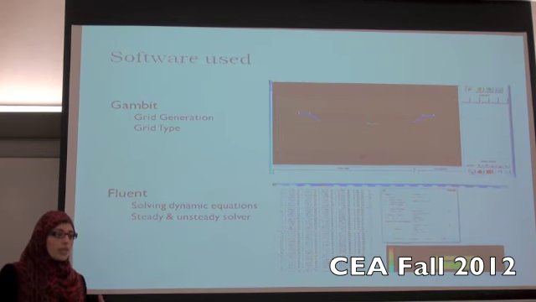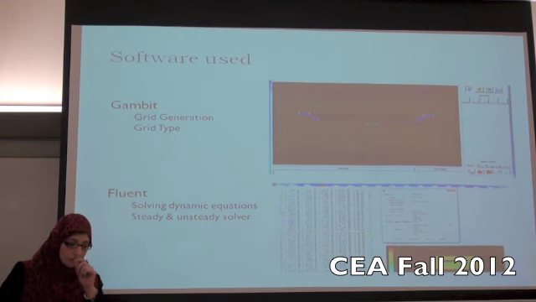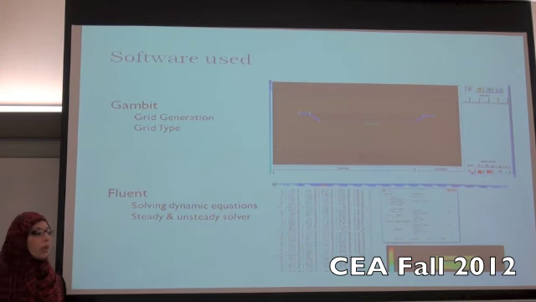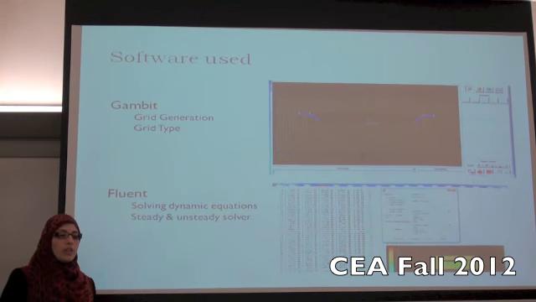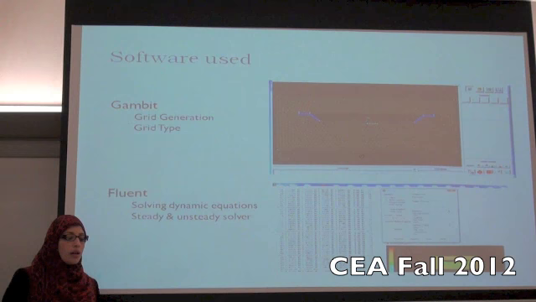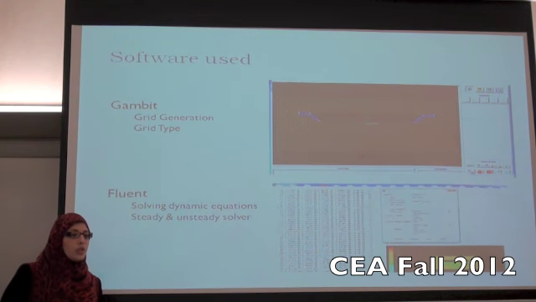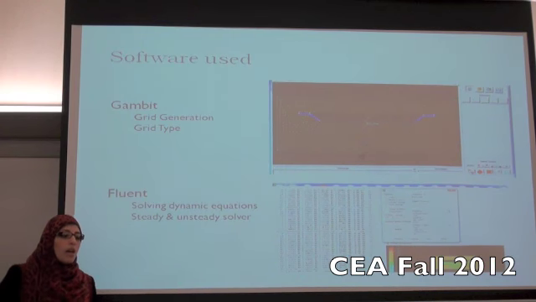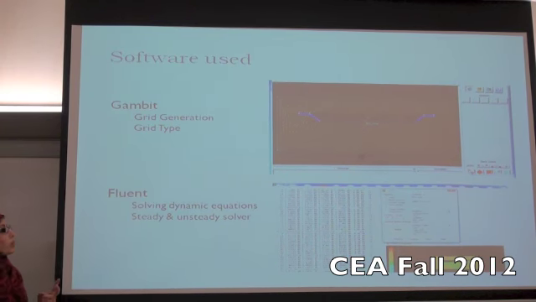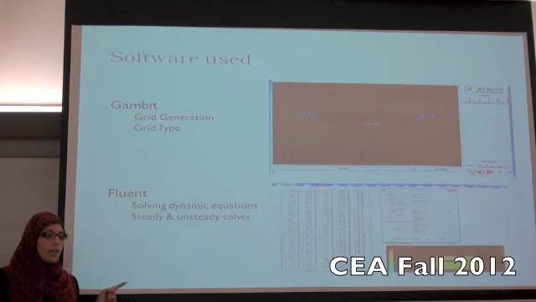Then for the Fluent, it is only for the analysis. After drawing the control volume, we are representing a two-dimensional surface, representing the finite element analysis, then exporting the model to Fluent and running the model on the Fluent using computational fluid dynamics, the CFD analysis. As for the Gambit, there is major concern for the grid generation and the grid type.